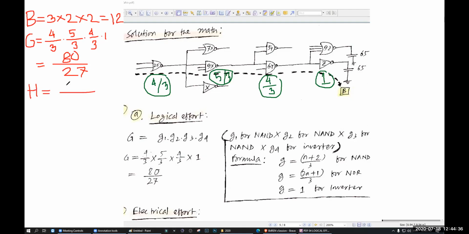H is C out divided by C in. Which one is C out? C out is this one, the capacitance of the output, right? And C in is this one, 25. Why is this capacitance? Here there is no capacitance, right? But in your next lecture, not today, you will learn about RC delay. That time you will see that this sizing, the 9x, x, 7x, 6y, this is actually sizing. This sizing will give you an input capacitance. And the value of the capacitance will be the sizing of the capacitance, that is 25. So your output is 65 and your input is how much?